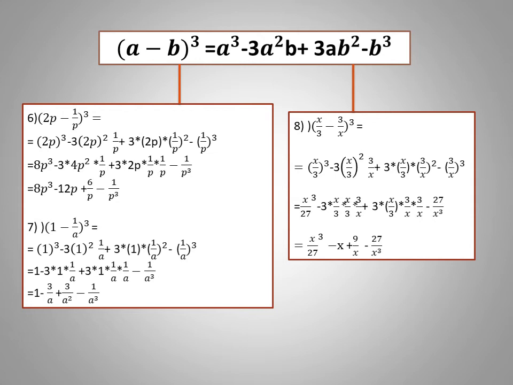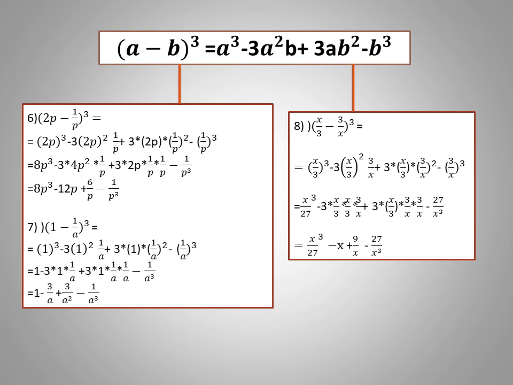Now here sum number 6. 2p minus 1 upon p raised to 3. 2p raised to 3 minus 3 into 2p square, first term, into second term 1 upon p, plus 3 into first term 2p into 1 upon p square, minus 1 upon p cube. 2 cube is 8p cube minus 3 into 4p square into 1 upon p plus 3 into 2p into 1 upon p into 1 upon p square, minus 1 upon p raised to 3. 8p cube as it is, 3 4s are 12. Here p square and p means 1p will cancel and you get only minus 12p. One denominator p cancels to numerator p. Similarly here 3 2s are 6. 1p in numerator and denominator cancel. 1p denominator remaining. That is here 6 upon p minus 1 upon p cube.